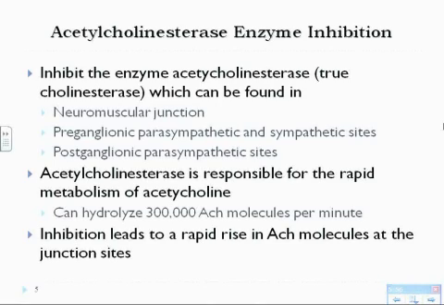Acetylcholinesterases are responsible for rapid metabolism of acetylcholine. They actually break down, in 1 minute, about 300,000 acetylcholine molecules just by themselves, just one. So that's a pretty impressive enzyme, pretty effective. Inhibition leads to a rapid rise in acetylcholine molecules at the junction sites, which I'm trying to reiterate.